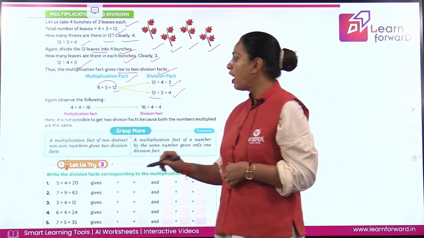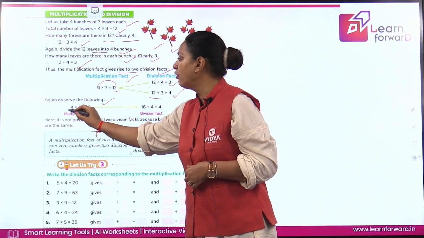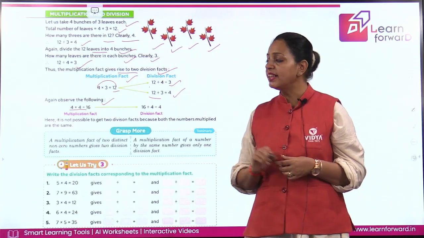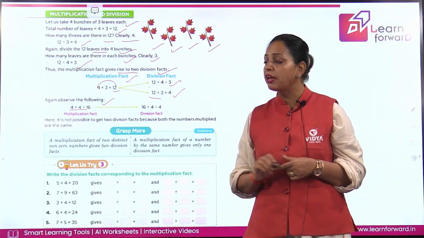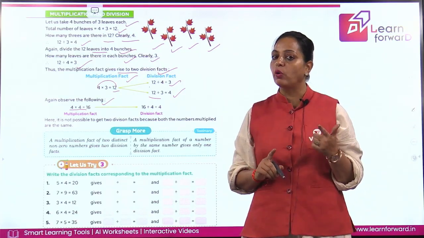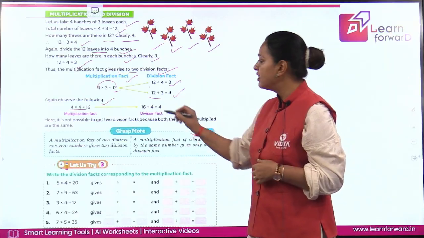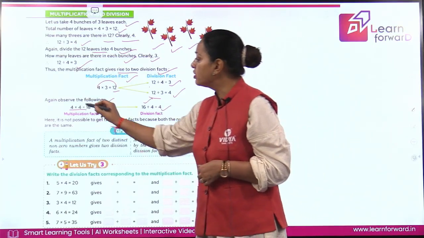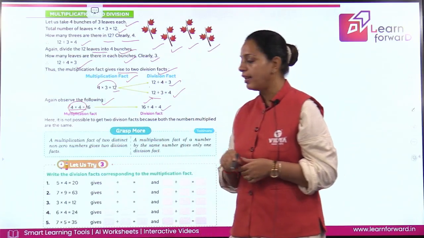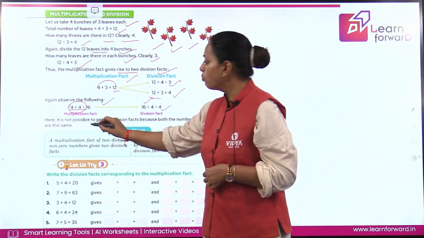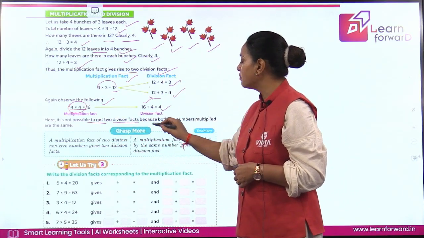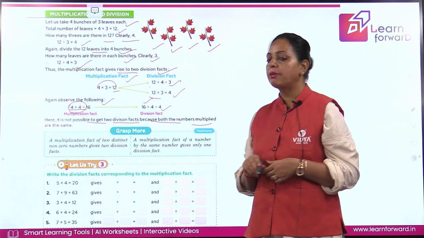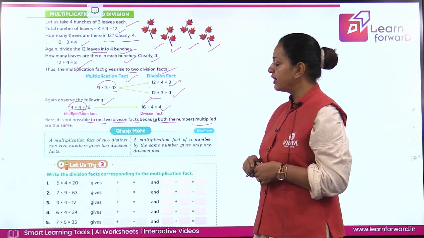Okay. Now again observe the following, like 4 into 4, that is 16. This is also a multiplication fact, but we are getting here only one division fact. 16 divided by 4 equals 4. Why? Because these two numbers are same. So here it is not possible to get 2 division facts because both the numbers multiplied are the same, right?